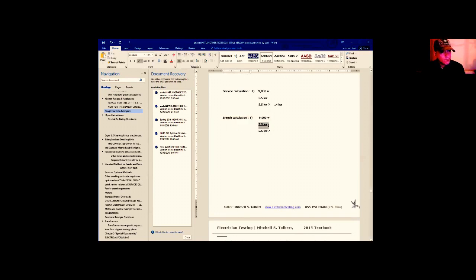Well, I'm using this Note 4. Note 4 is branch only. And what's the second part of Note 4 tell you to do? Well, it says add them up and use them as one, right? So we add them up and then we calculate by 8,000 watts or.